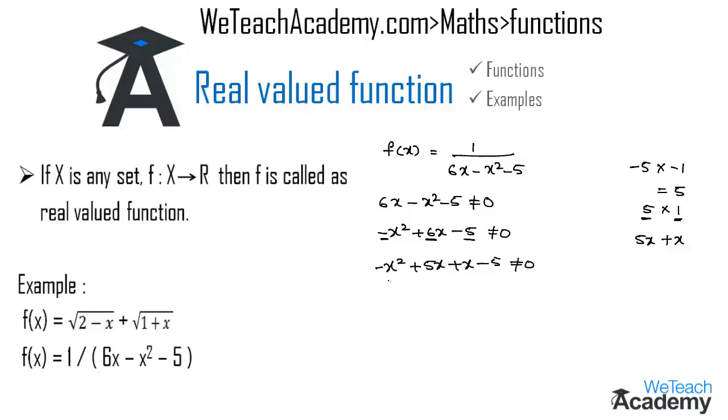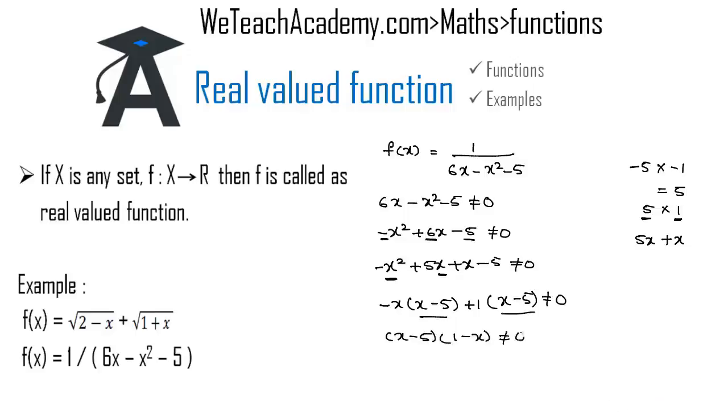Now let us take x as a common factor from the first two terms. We get minus x into x minus 5, and by taking 1 as a common factor we get x minus 5, not equal to 0. Again, by taking the group x minus 5 as a common factor, we can write this as x minus 5 into 1 minus x not equal to 0.